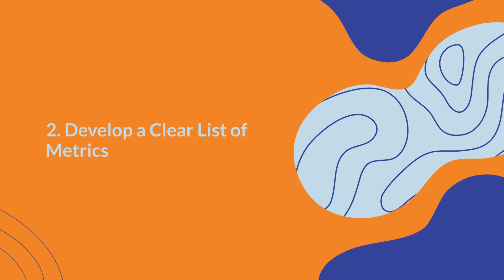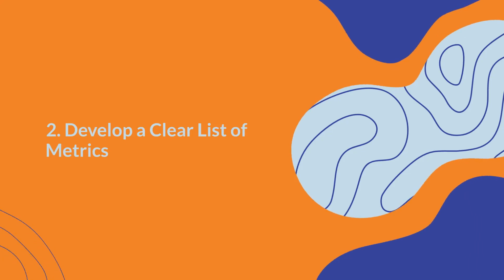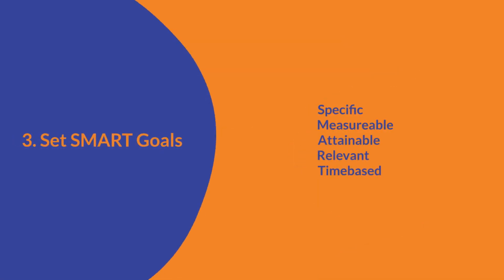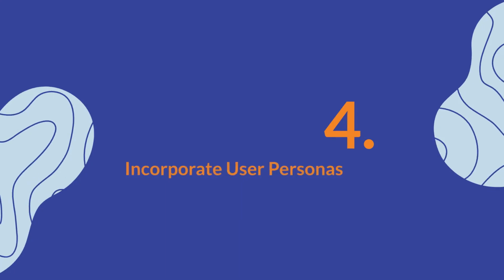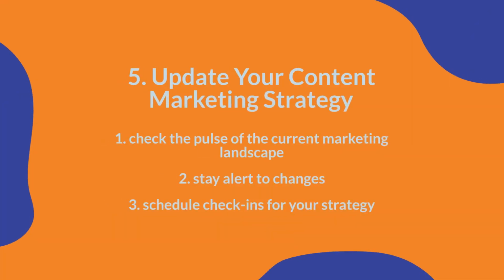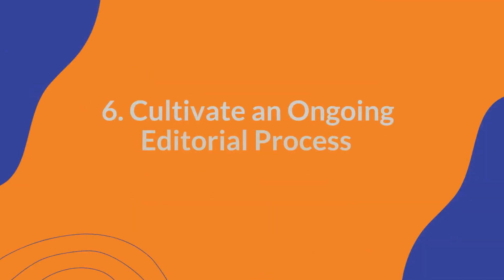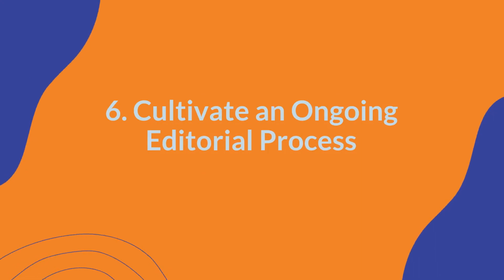Develop a clear list of metrics that keep you and your team accountable. Set SMART goals: specific, measurable, attainable, relevant, and time-based goals. Incorporate your user personas as they grow and change. And update your content strategy consistently with scheduled check-ins. You can also create an ongoing editorial process.